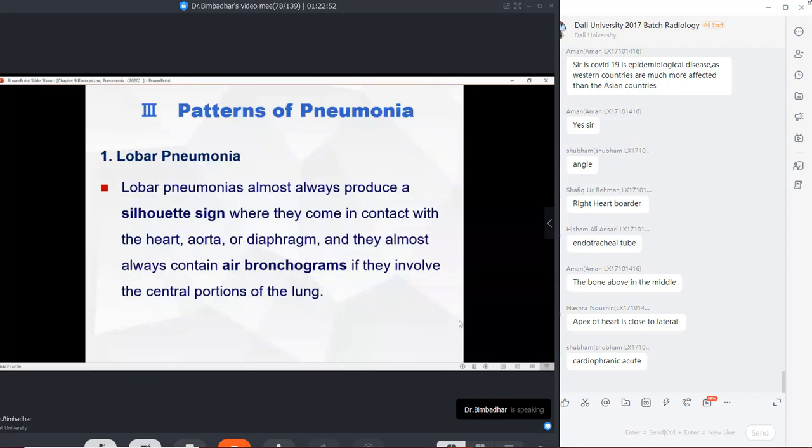Lobar pneumonia also has a sign when it comes in contact with the diaphragm, heart, and aorta. Yes, that's what we actually saw before. And they also almost always contain air bronchograms if they involve the central portions of the lung.